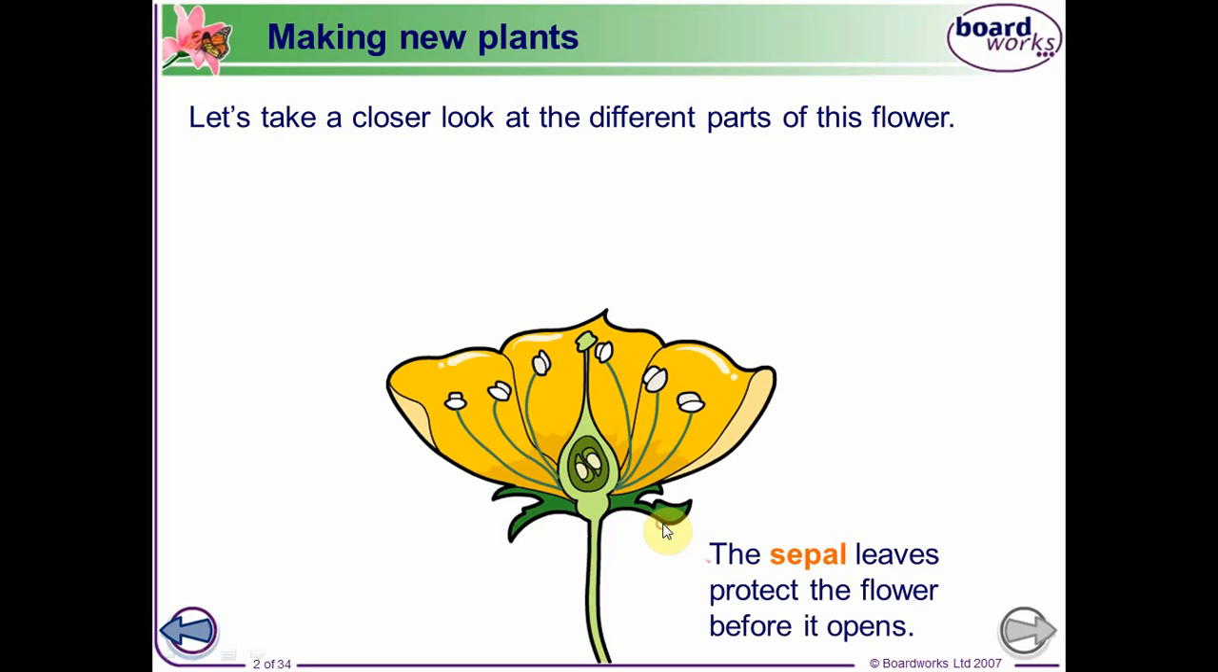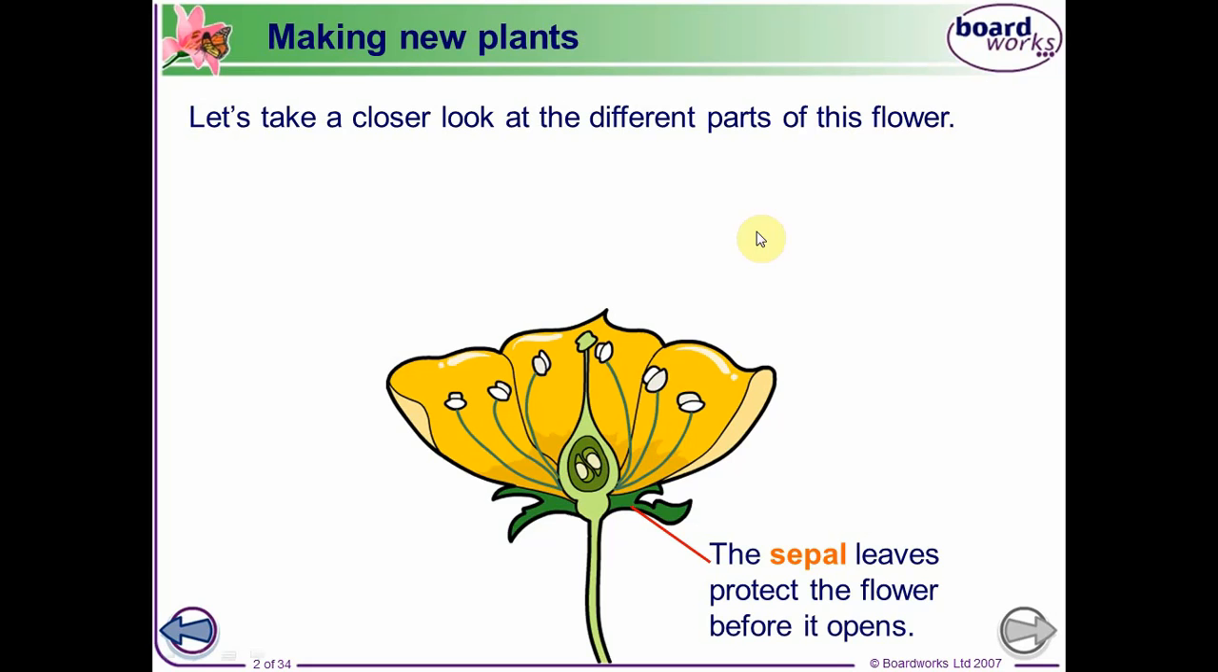Number 1, this green leaf, which you see, its name is sepal. What is the function of sepal? The function of sepal is protection of the flower before growing. It protects the flower before growing. So the green leaf, this one which you see, its name is sepal.